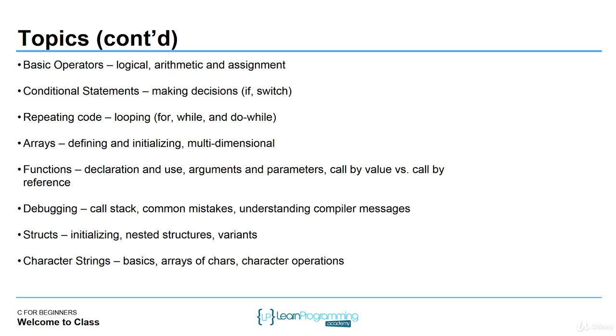Character strings, which is essentially a string in C, alphanumeric characters inside double quotes. This is one of the basic data types, but it's thought of as an array in C. It's a little different concept. We're going to go through that. We're going to talk about some of the operations you can perform on strings and so forth.